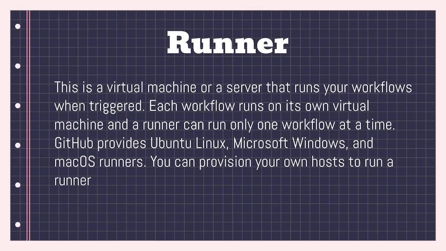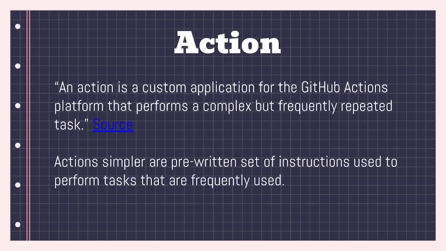Each workflow runs on its own virtual machine, and a runner can run only one workflow at a given time. GitHub provides us with Ubuntu Linux, Microsoft Windows, and macOS runners. You can use all of these different operating system platforms to act as runners, which are basically virtual machines that run your different GitHub Actions jobs. You can also provide your own host to run it if you want, maybe because you are working on a big operation and you need more power to run your actions. Then you would probably go for custom hosting, right?